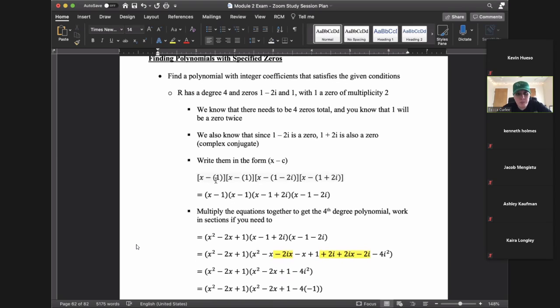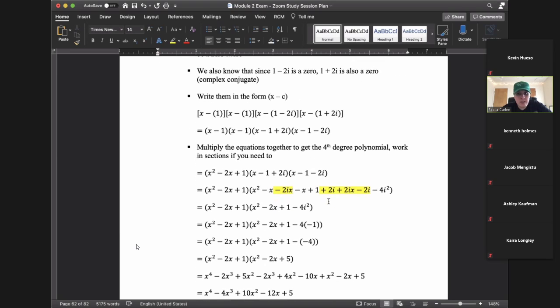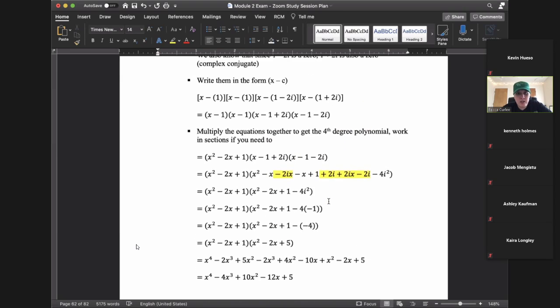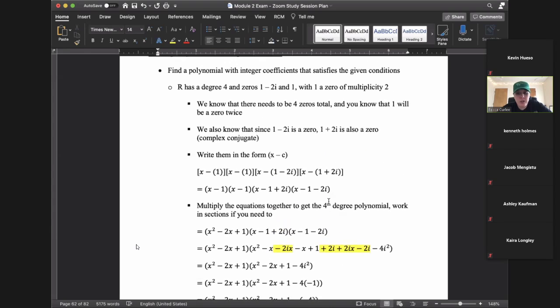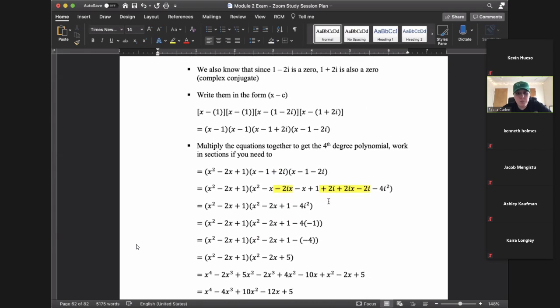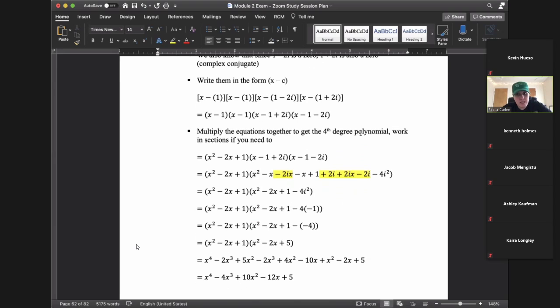So we've got x minus 1 times x minus 1 times x minus 1 minus 2i times x minus 1 plus 2i. That gives us x minus 1 times x minus 1, because 1 occurs twice, and then x minus 1 plus 2i and x minus 1 minus 2i. These equations get kind of long. To find the polynomial, you have to multiply all of them together to get the 4th degree polynomial, so work in sections if you need to.